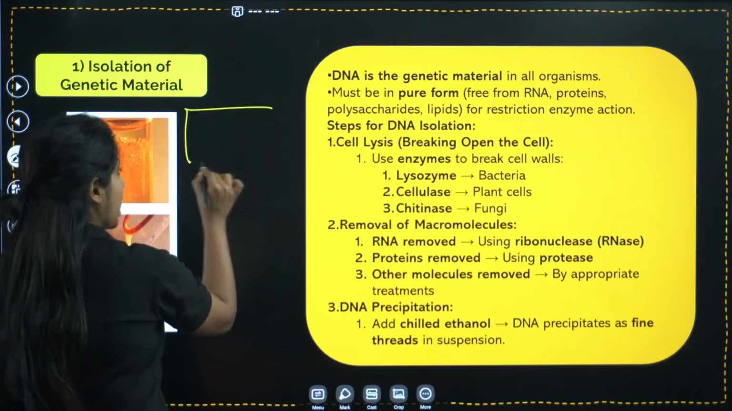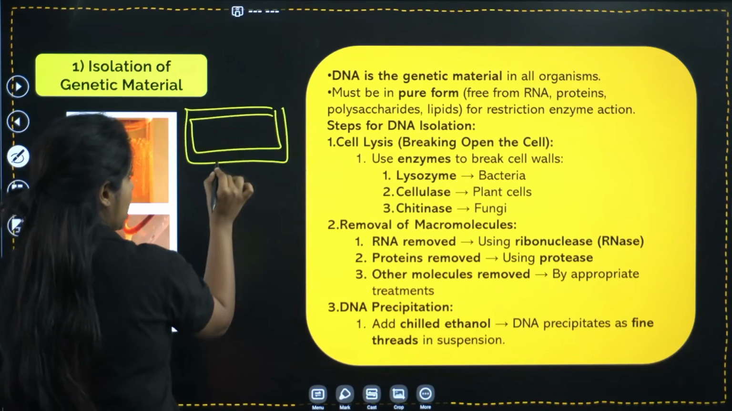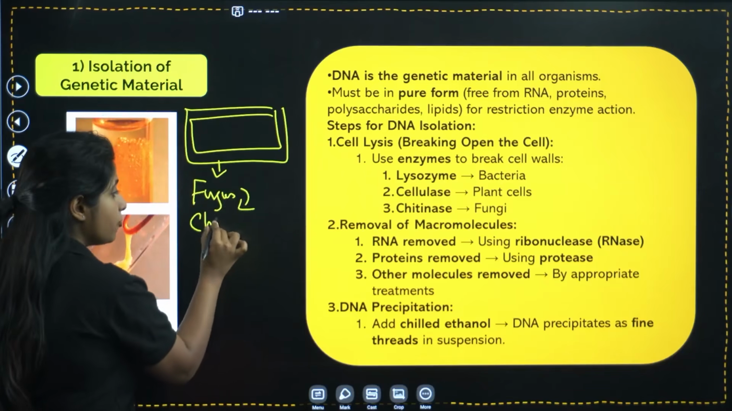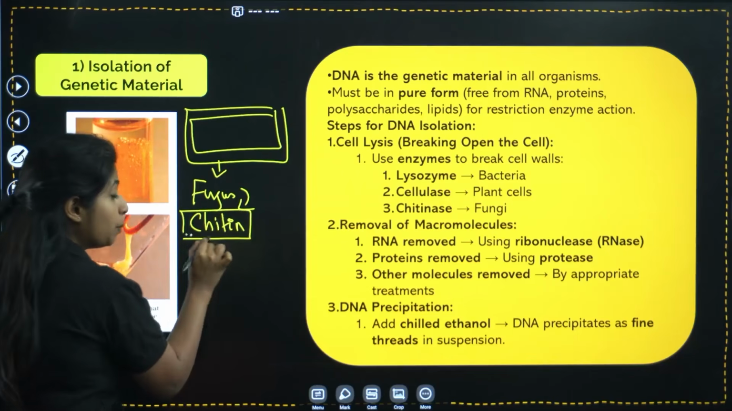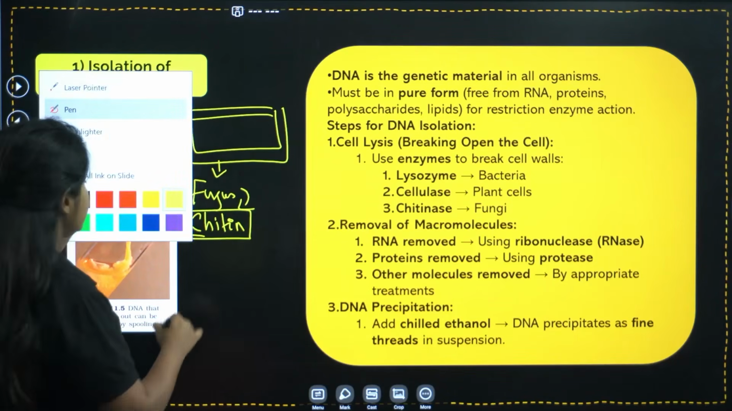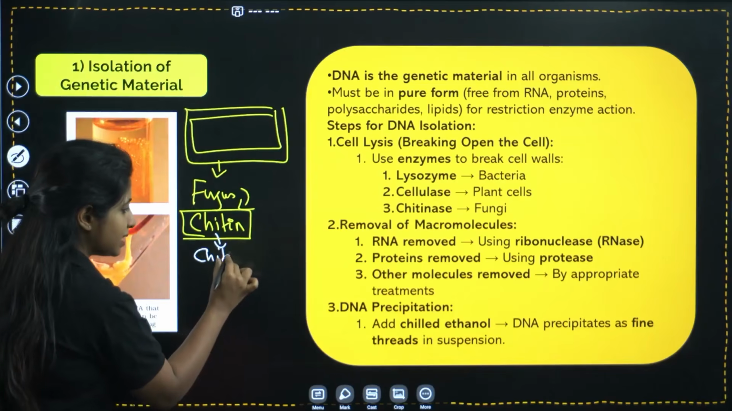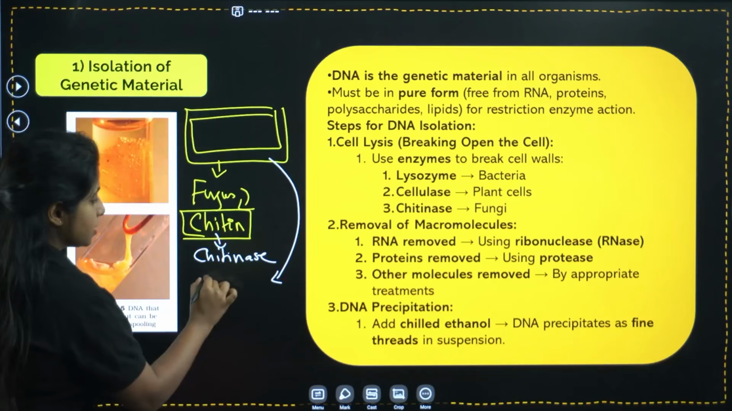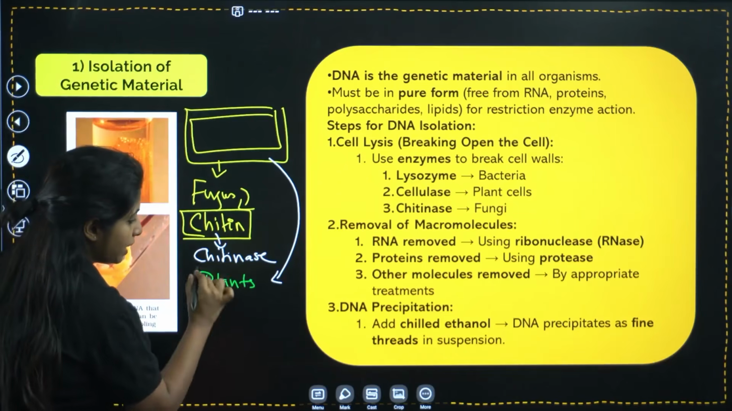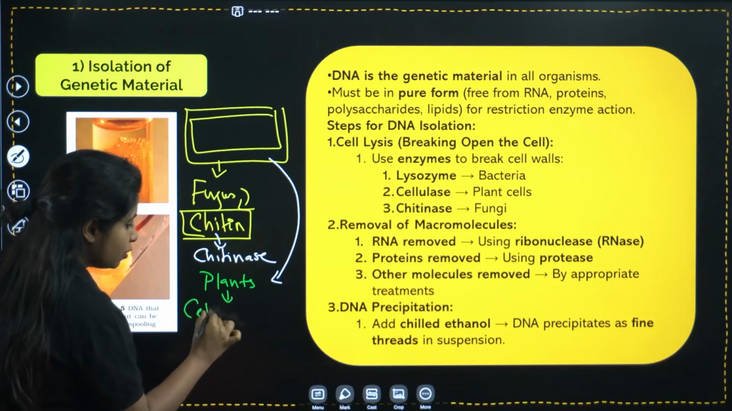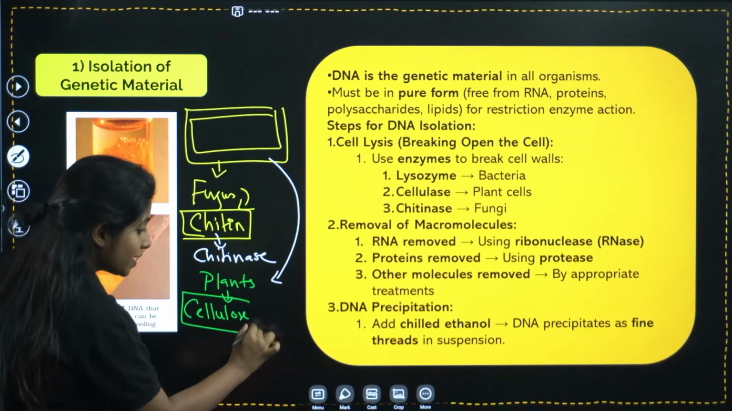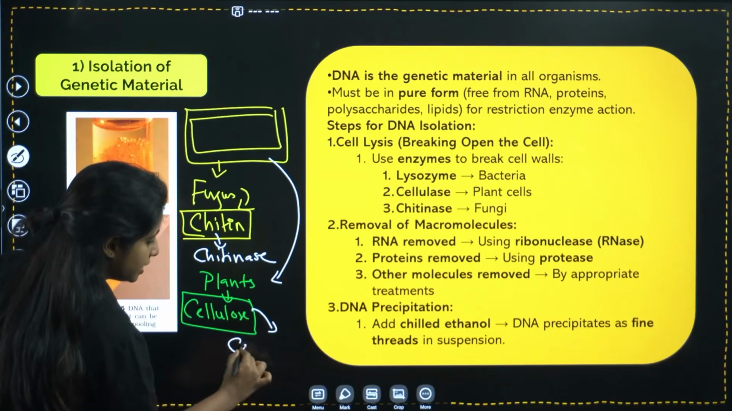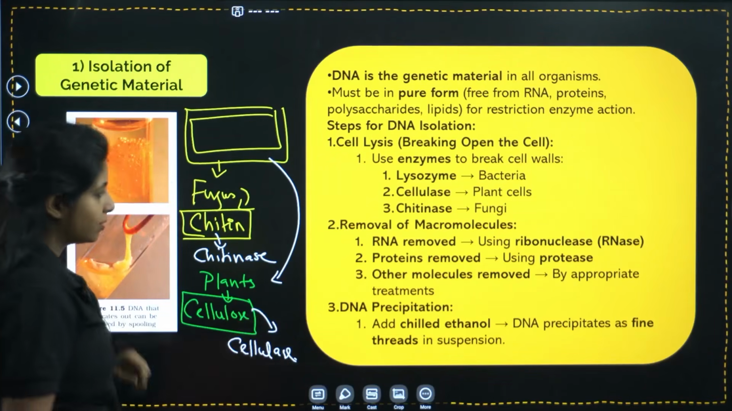There are multiple organisms where you have a cell wall, such as fungus. Fungus has a cell wall which is made up of chitin. If you want to break open the cell wall, you will need an enzyme known as chitinase. Second, you have plants. Plant cell wall, my dear children, is made up of cellulose. For breaking open cellulose, you need the enzyme cellulase.